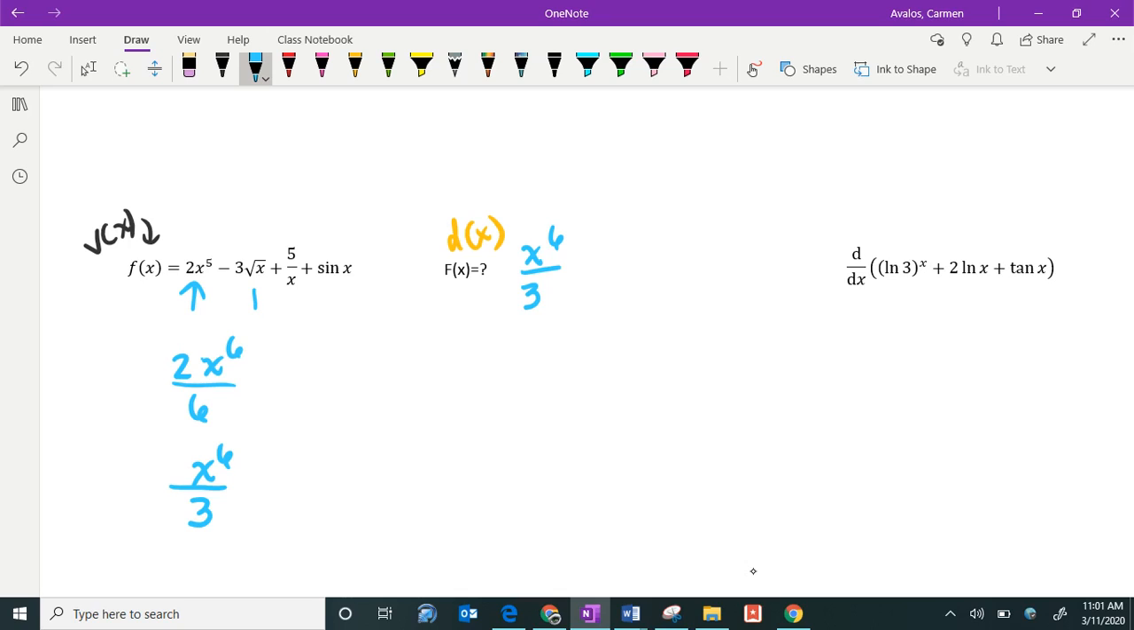Then the second one here is going to be a little bit different. So what we're going to do is change that to negative 3x to the 1 half. You still have to do that. And so this one here, you're going to add 1, and then you're going to divide.